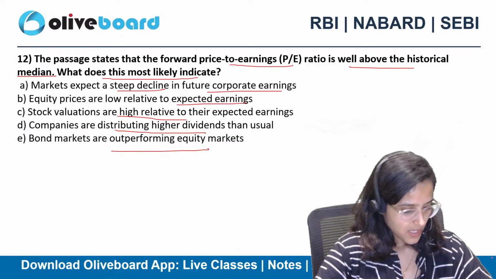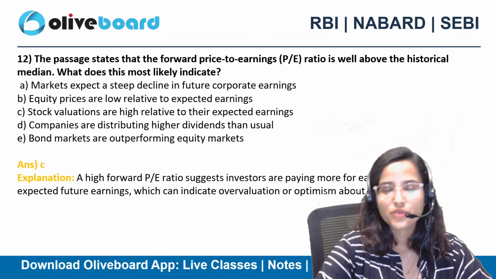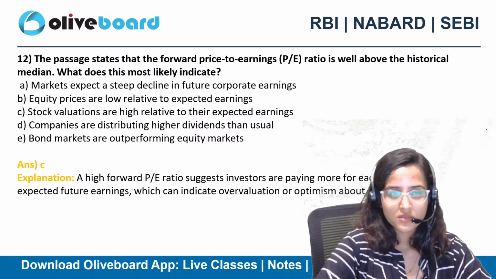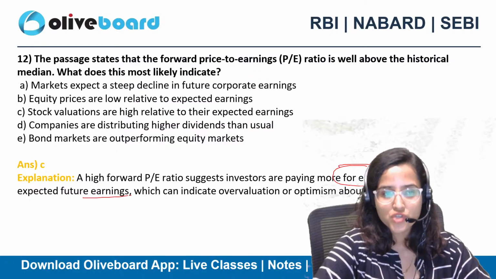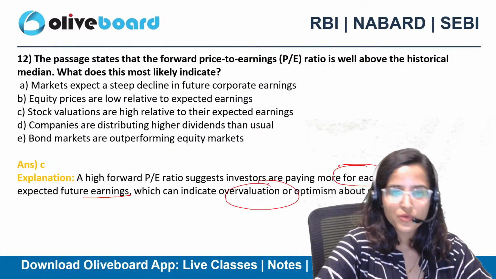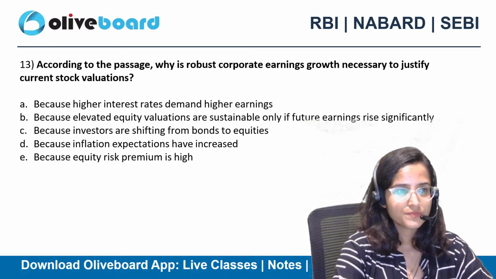So everybody is saying C, which is absolutely correct. A high forward P/E ratio suggests investors are paying more for each unit of expected future earnings, which means overvaluation or optimism about growth.